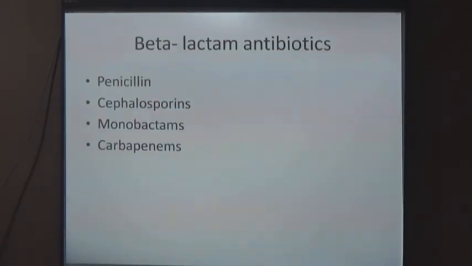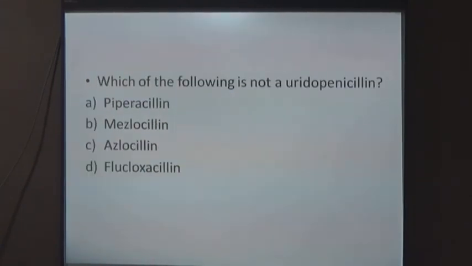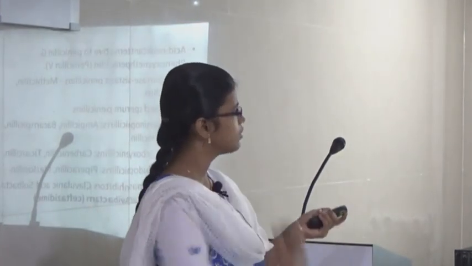Next, we go for beta lactamase. What are the drugs? Penicillins, cephalosporins, monobactams, carbapenems. So which of the following is not a ureidopenicillin? What is the classification of the penicillin group? You know the classification of penicillin. So okay, just answer this question. What are these drugs? Ureidopenicillin. Okay. What's the question? Which of the following is not a ureidopenicillin?